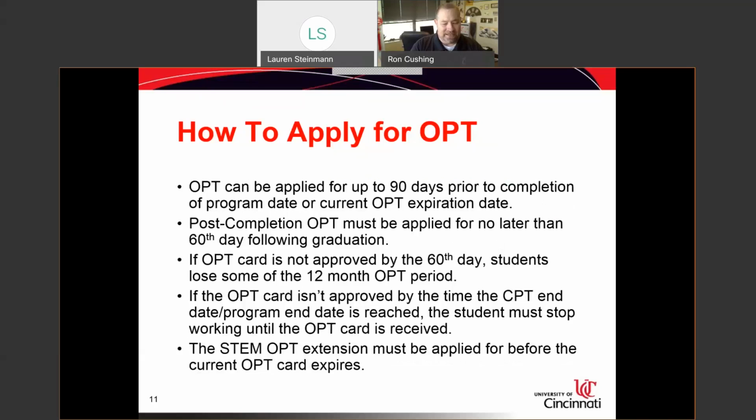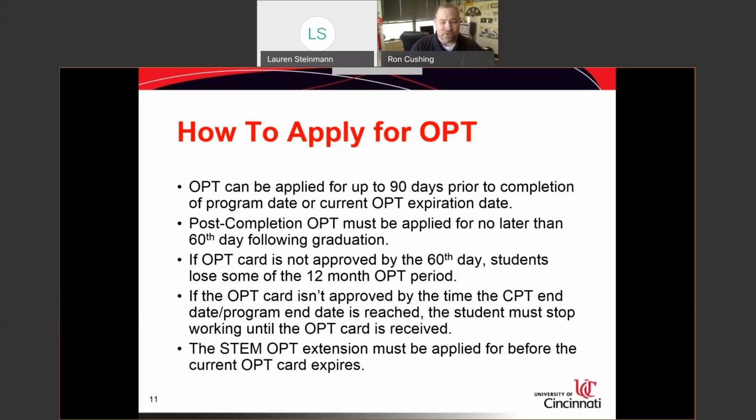Now, the big key here is understanding when to apply. So essentially, you have a 5-month window to apply. Up to 90 days in advance of your program completion date, but no later than the 60th day following your completion date. You need to be aware that the card will take a good 90 days to process, and our recommendation is you apply 90 days in advance of your completion date. If you don't, first, you're not going to have it when you want it. Second, the later you wait, the more chance there is that you will lose some of your practical training time.